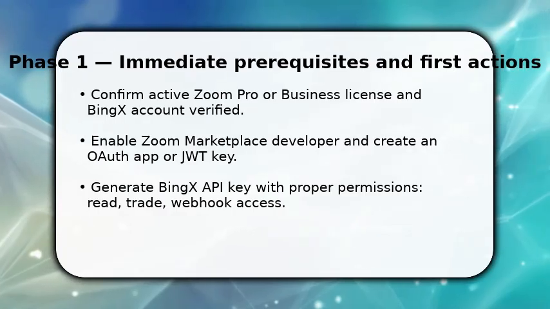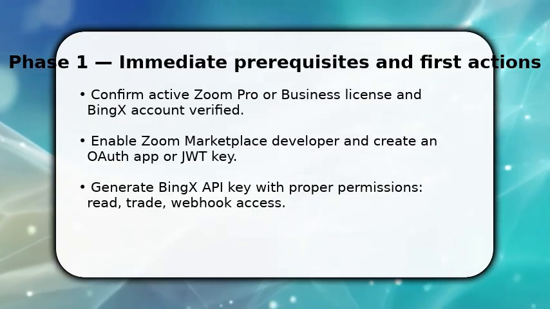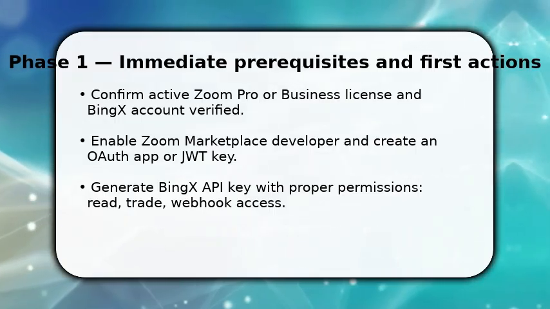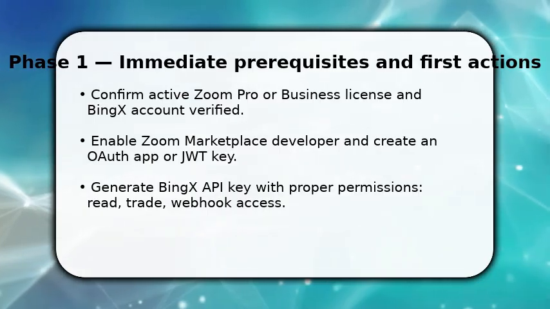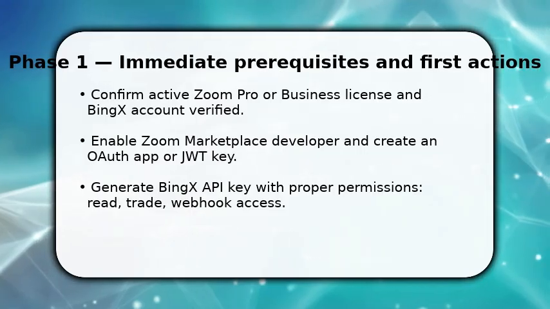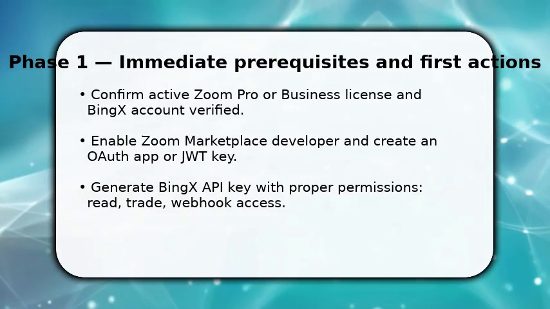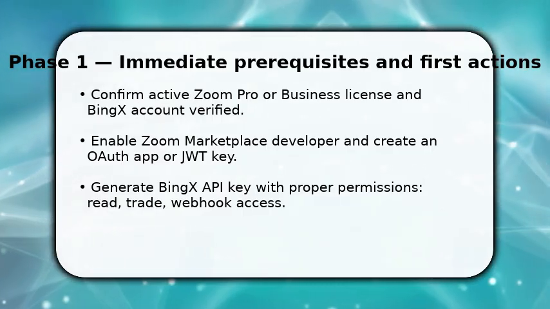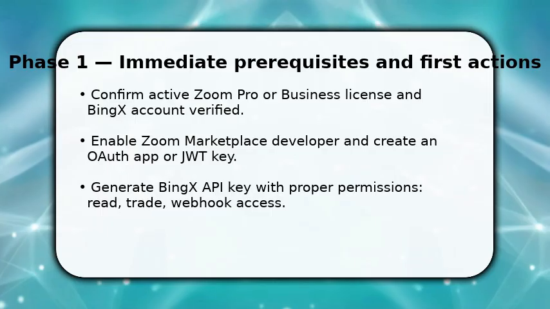You start by confirming accounts. Make sure your Zoom license supports apps and webhooks, and your BingX account is verified for API use. Next, create a Zoom OAuth app or JWT credential in the Zoom Marketplace so Zoom can authenticate requests. Then, in BingX, generate an API key and secret with the exact permissions you need, for example, read and trade plus webhook access. Once those keys exist, securely store them and keep your callback URL ready to paste into Zoom's app settings.